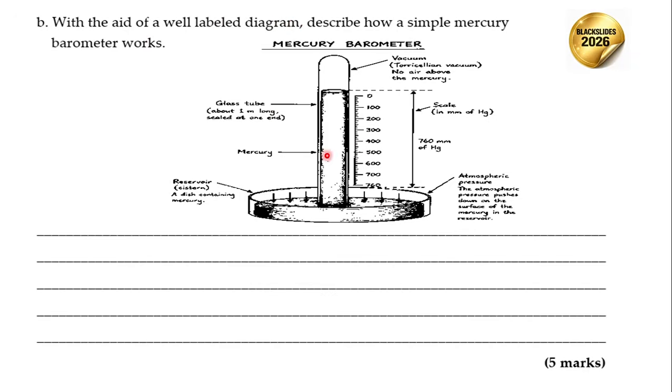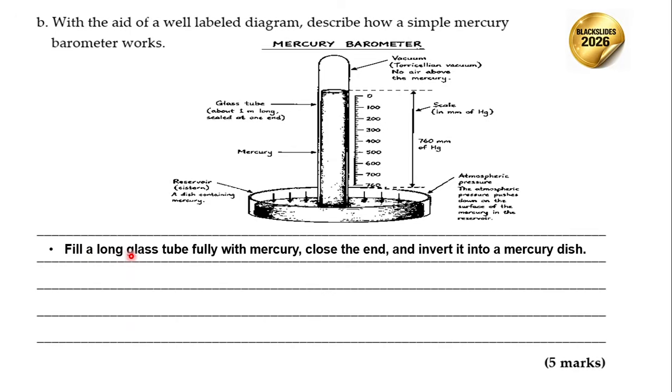So this is the diagram. Right, so fill a long glass tube, this one, fully with mercury. Close the end. You have to be careful because mercury is toxic. And invert it into a mercury dish. So invert it, you need to turn it upside down, like shown here. So the mercury level drops, creating a vacuum at the closed end of the tube. So there's a vacuum over here.